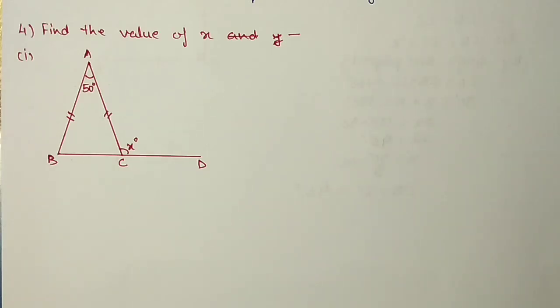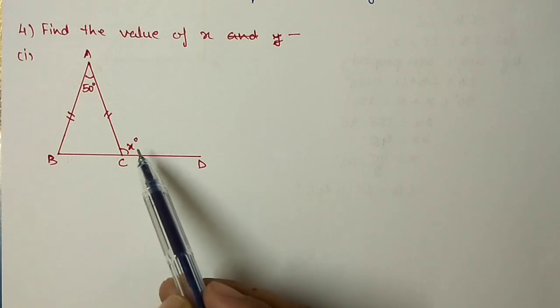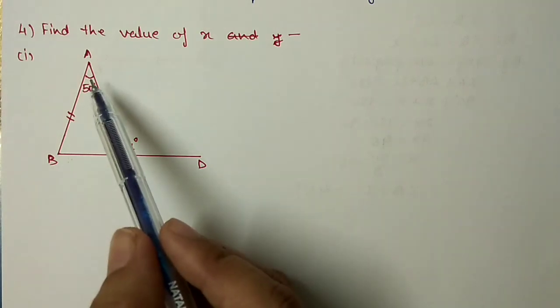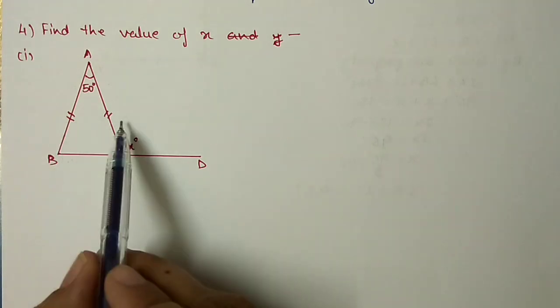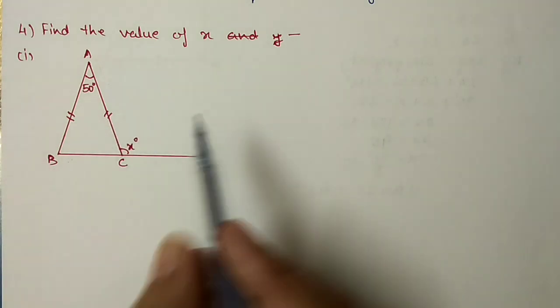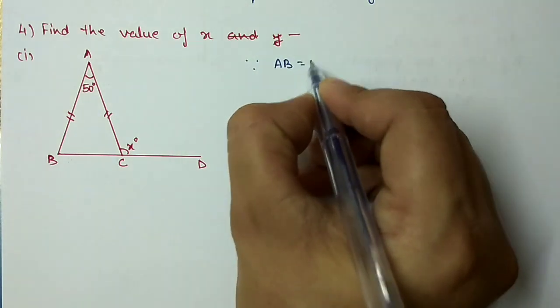Next question number 4, find the value of x. Figure is given here. ABC is a triangle here and x is the exterior angle. This angle is given 50 degree. These two sides are equal. So we will start from here only, because these two sides are equal, because AB is equal to AC.